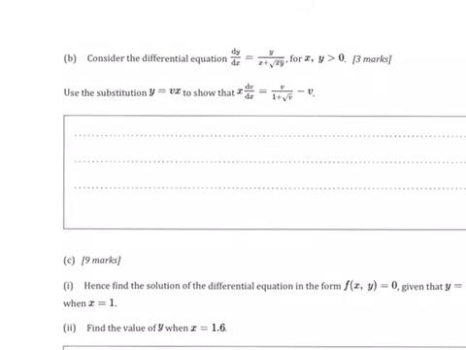Okay, part B says, consider the same differential equation. Use the substitution y equals ux to show that x du/dx is equal to u over 1 plus root u, minus u. Now that might be a v, and my whole life here as an IB teacher I've been using the wrong variable, but it doesn't really matter. Okay, you can probably see that we're going to end up using the homogeneous method.